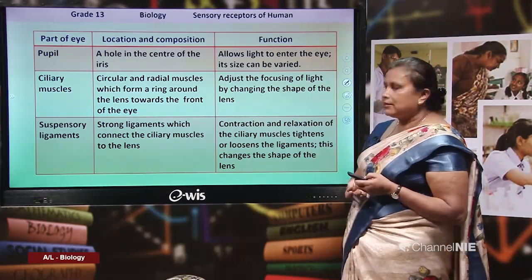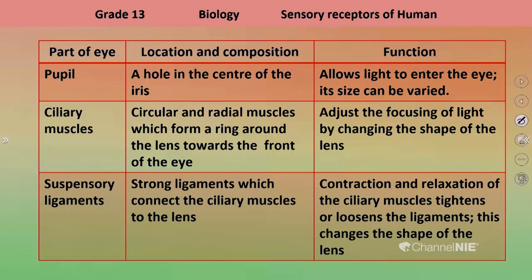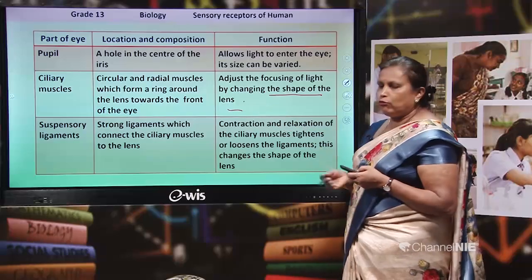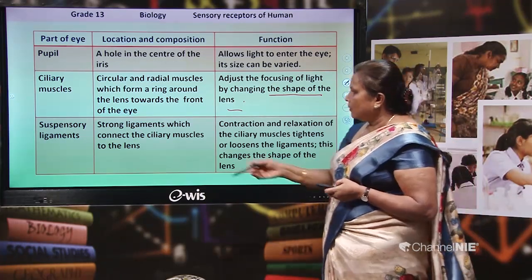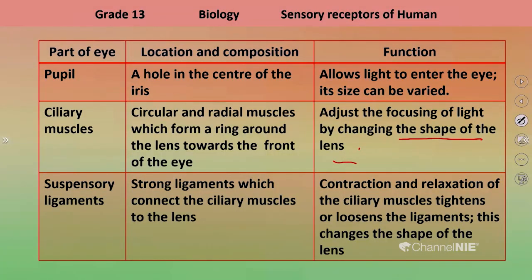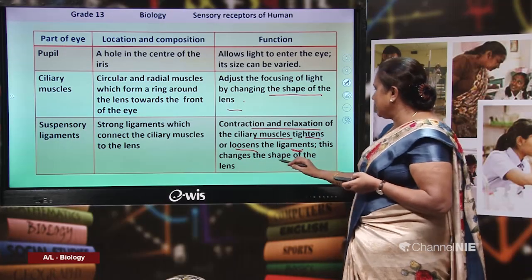Ciliary muscles are circular and radial muscles which are found in front of the lens. They adjust the focusing of light by changing the shape of the lens. So this is very important for accommodation of the eye. That I will explain a little later. Suspensory ligament is another important structure to change the convexity of the lens, right? Contraction and relaxation of ciliary muscles tightens or loosens the ligaments. This changes the shape of the lens.